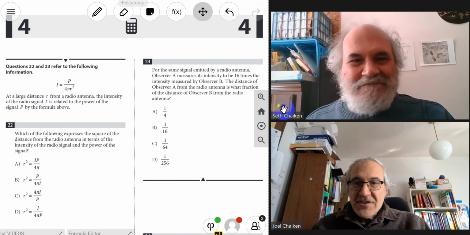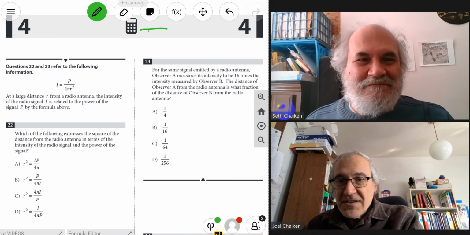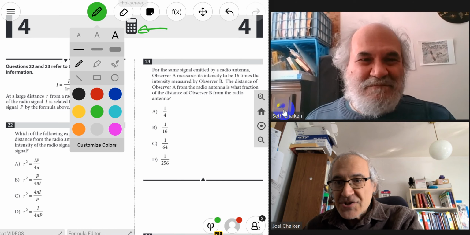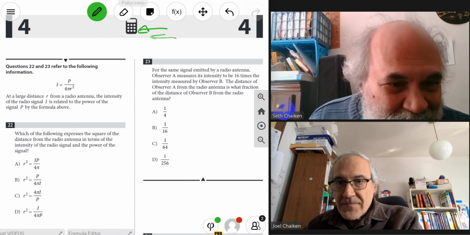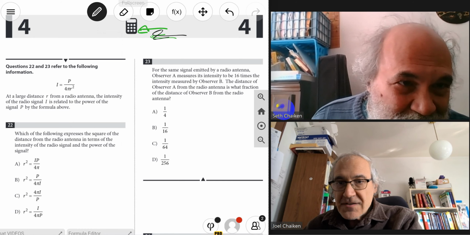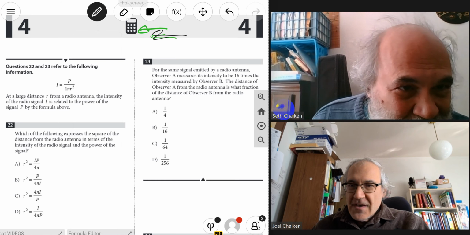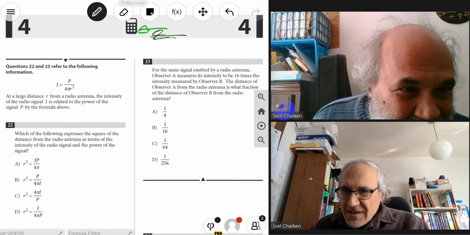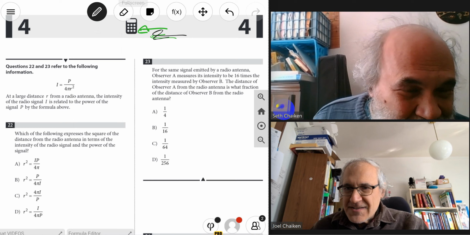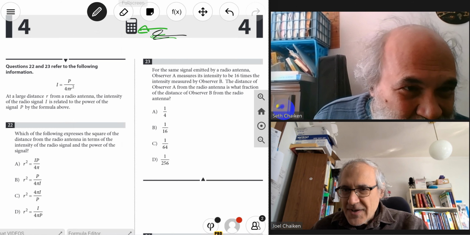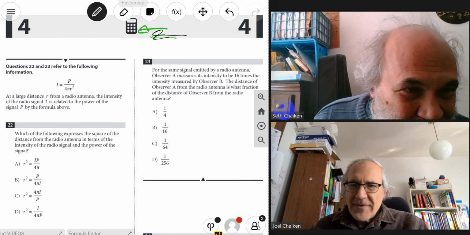We're here to help you learn how to approach SAT math questions. Here's a math question in the calculator section. This is a double question, so we'll do both 22 and 23. We have a formula. At a large distance from a radio antenna, the intensity of the radio signal is related to the power of the signal P by the formula above.